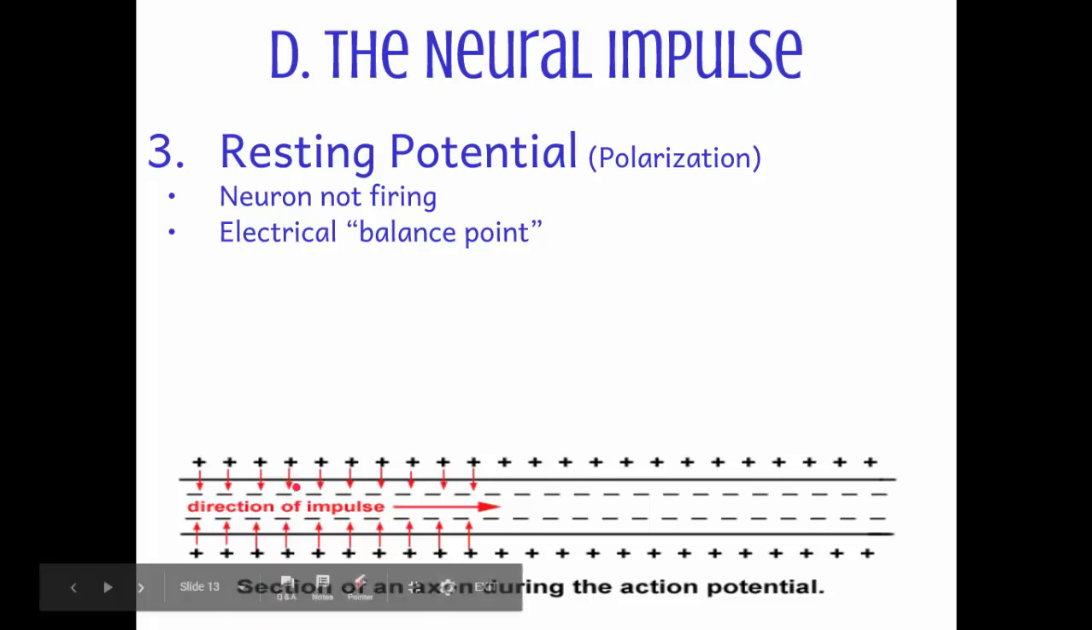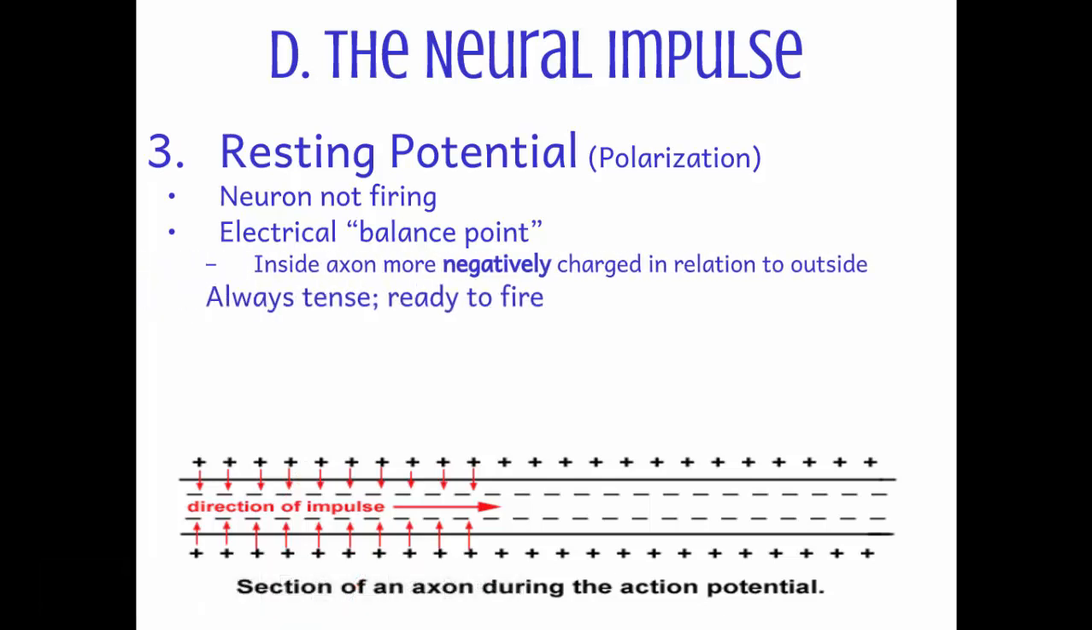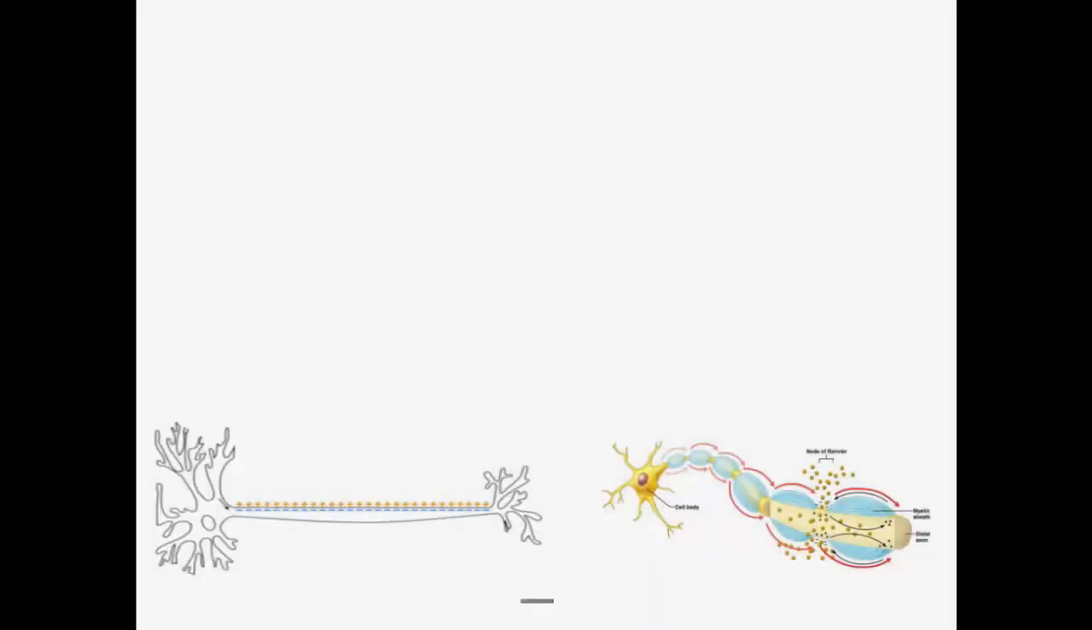So electrical balance point, but really the neuron is always ready to fire, and it's always tense because there really are more positive ions on the outside than there are negative ions on the inside. But when we're in resting potential, what you need to know is that the inside of the axon is more negatively charged in relation to the outside. So more positive ions on the outside, more sodium and potassium on the outside. But it's always waiting for a signal, and it's always ready to fire.